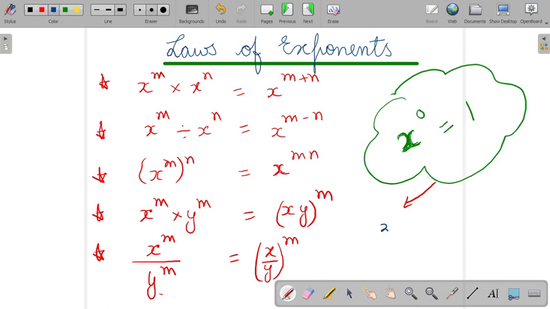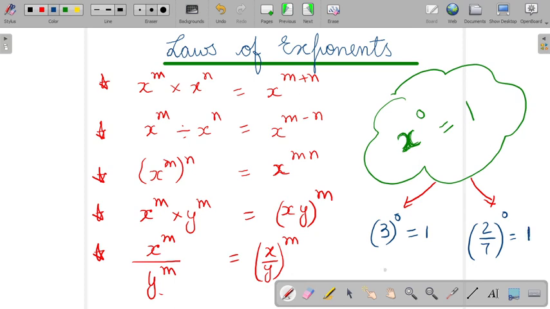So if I take 3 power 0, as written here, anything power 0 is always equal to 1. So 3 power 0 will always equal 1. One more example. Suppose the number is written like this, 2 by 7 power 0. As I have told you, anything power 0 is always equal to 1. So this is also equal to 1.